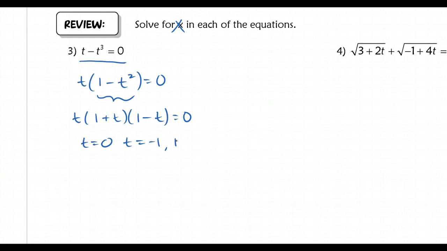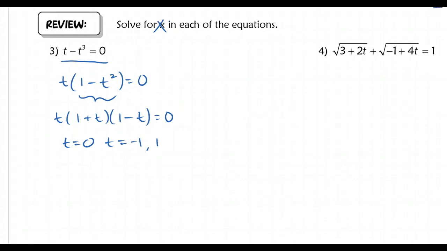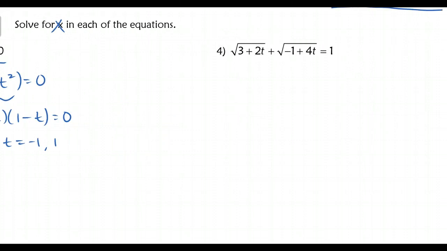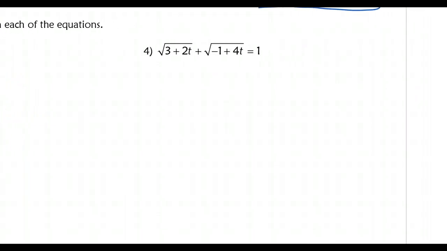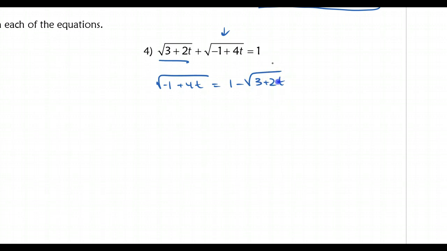Okay, now in the second example here, number 4 of the review, this is a radical equation. Remember, you always want to isolate your radical. So I'm going to move this 1 over to the right-hand side so that I can get this guy alone. So I have negative 1 plus 4t under the radical equaling 1 minus root 3 plus 2t. I am now going to square both sides of my equation here.